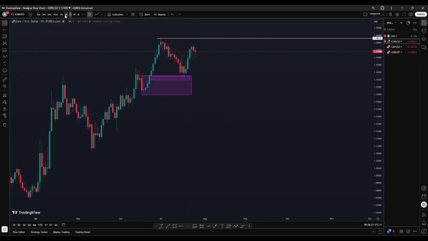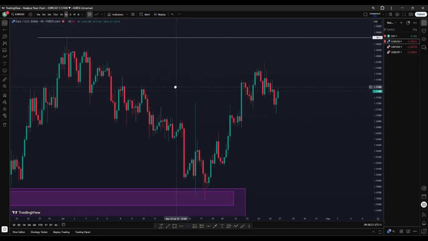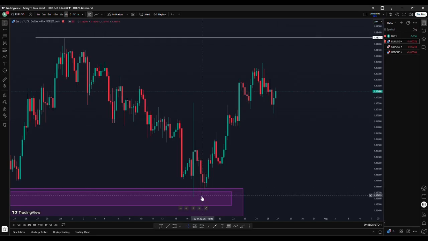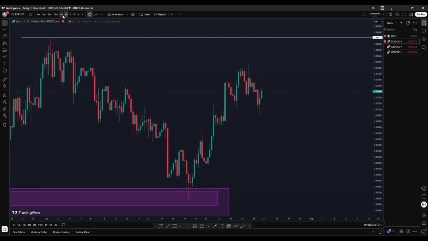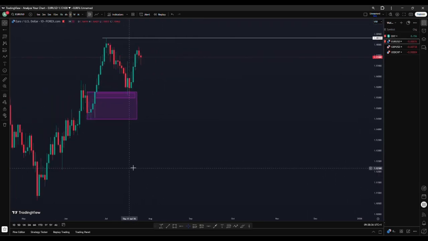If you go to the 4-hour time frame, you're going to see that clearly. We retraced into this other block here, and we started creating higher highs and higher lows, higher and higher lows. Now, what I'm looking forward to here for the upcoming week, let's go back to the daily time frame.